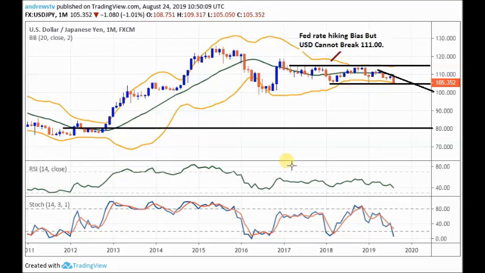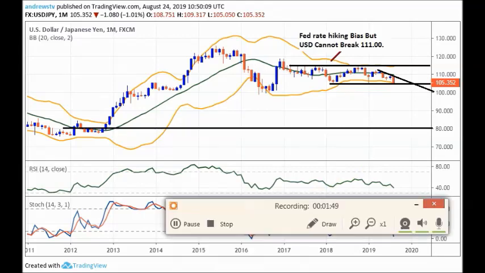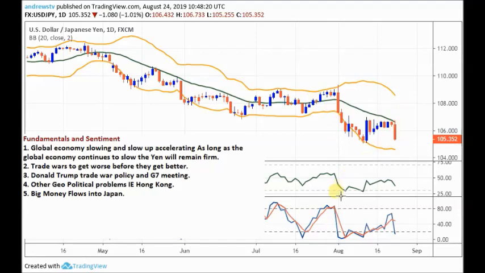Obviously, that's a longer term target. You've got 90 and 100 in between as support levels, so to speak. But the way the fundamental sentiment looks behind the chart, we could see a really big move to the downside. So let's go to the daily chart and draw levels of entry, stop, and target. USD JPY daily. I'll draw my levels in a moment.